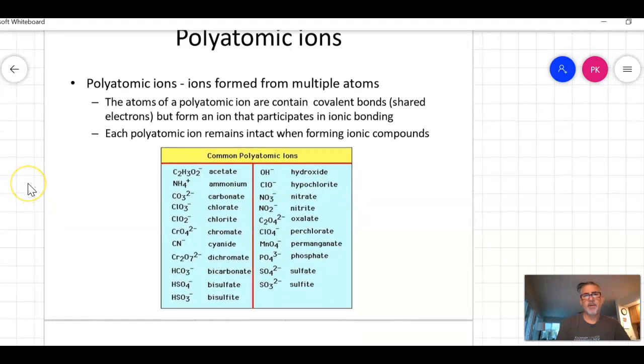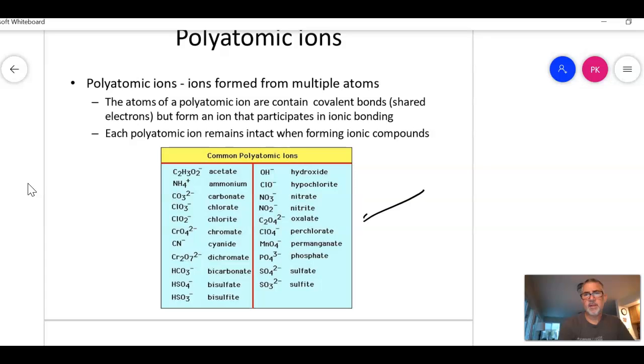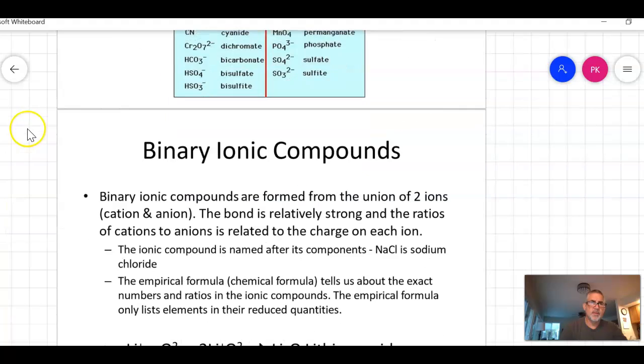So we have polyatomic ions. Now I've given you a polyatomic ion list. I used to make people memorize this, but I can't make you memorize it because you're at home right now. So look at the polyatomic ion list. The polyatomic ions have standard charges associated with them, and when they make compounds, they stay together as a unit. We'll talk about that in a little bit.